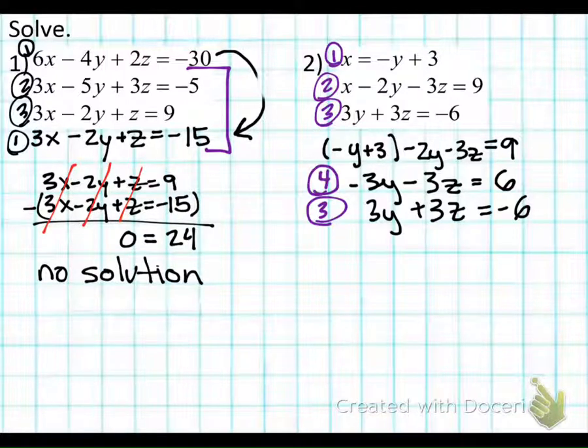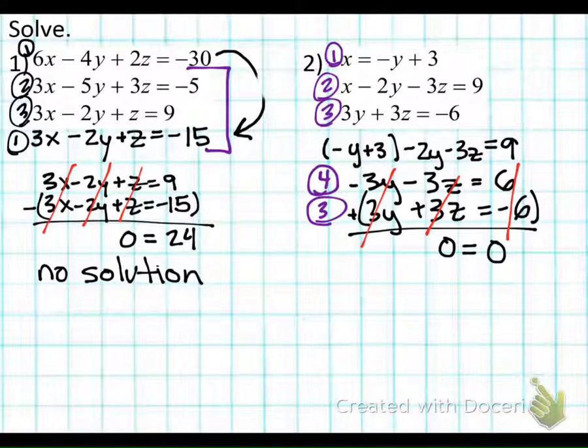Okay, and you might notice something about these two equations. No solution again. Well, let's see if I can eliminate any of the variables. If I add the second equation, the y's cancel out, the z's cancel out, and the 6 plus negative 6 cancels out. So I just have 0 equals 0.